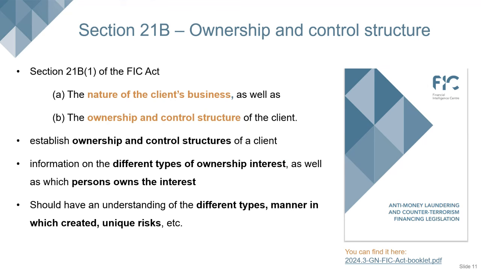So Section 21B, we've been mentioning it. What does it entail? What does it require from us as accountable institutions? So it relates to ownership and control structure. So it specifically requires you to understand the nature of your client's business as well as the ownership and the control structure of your client.